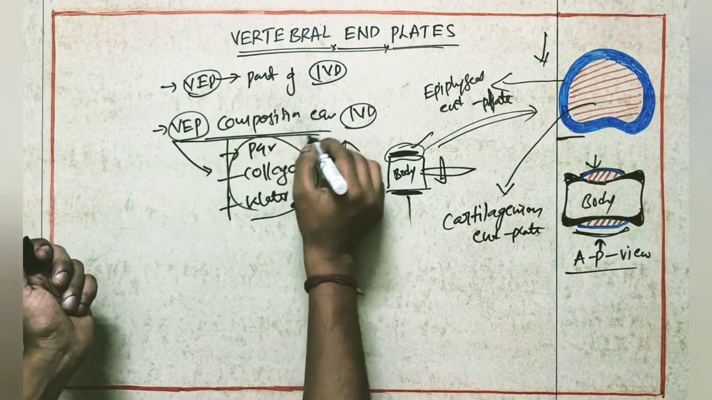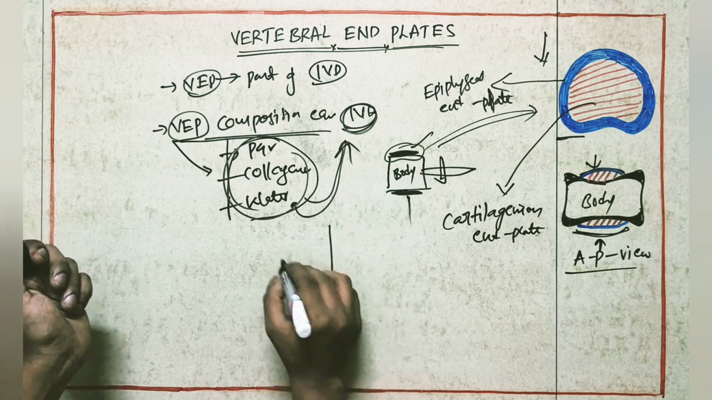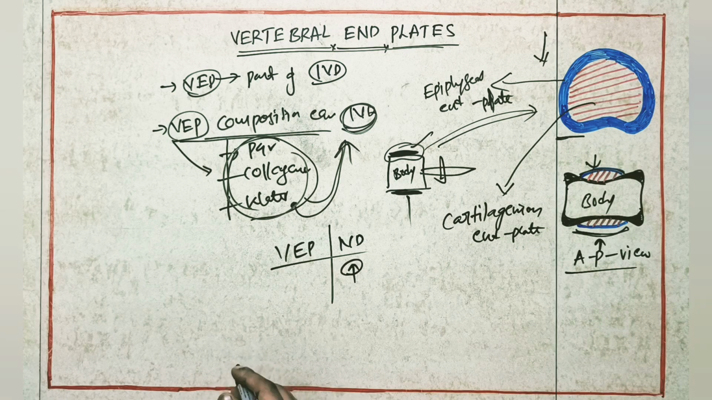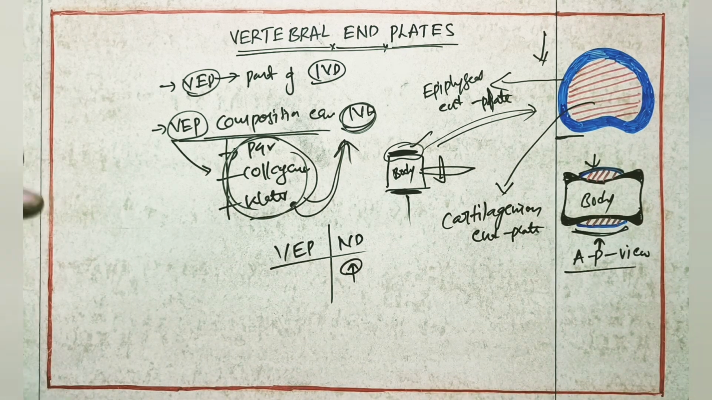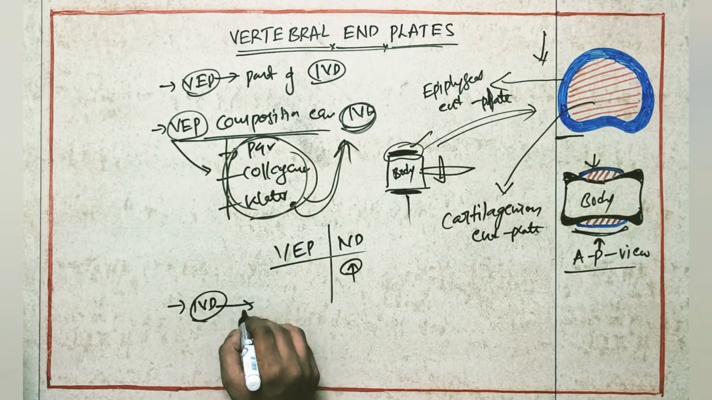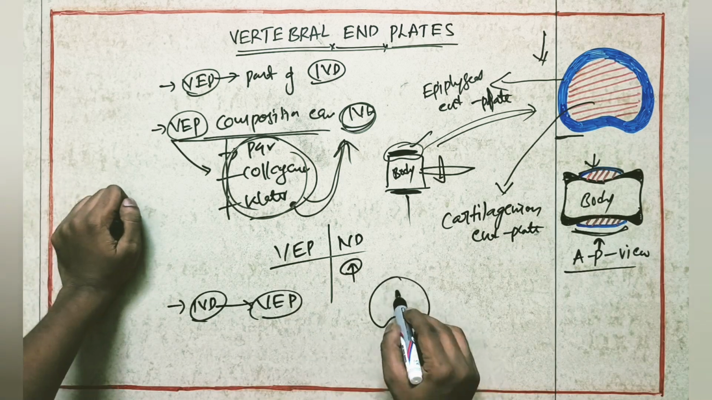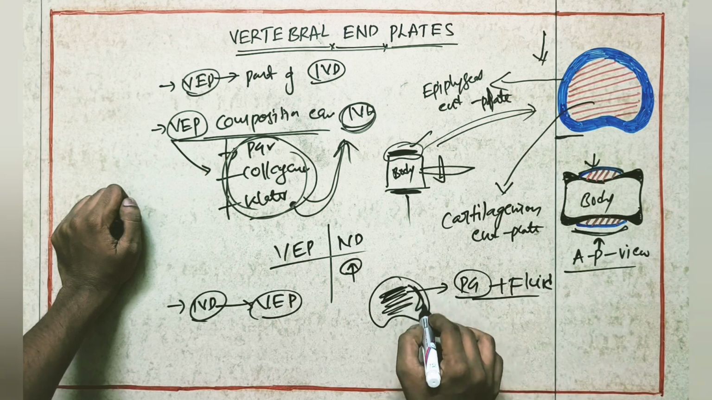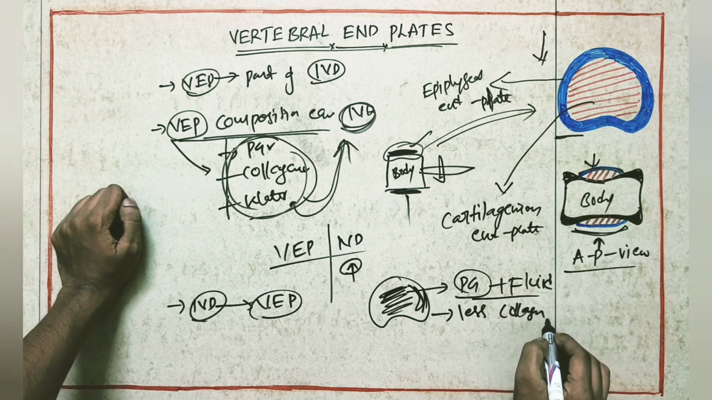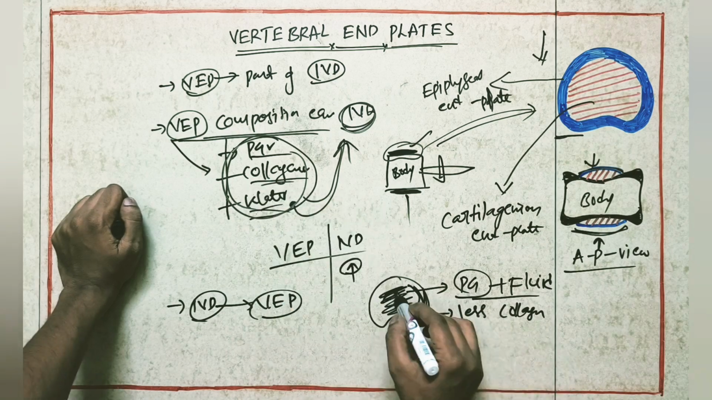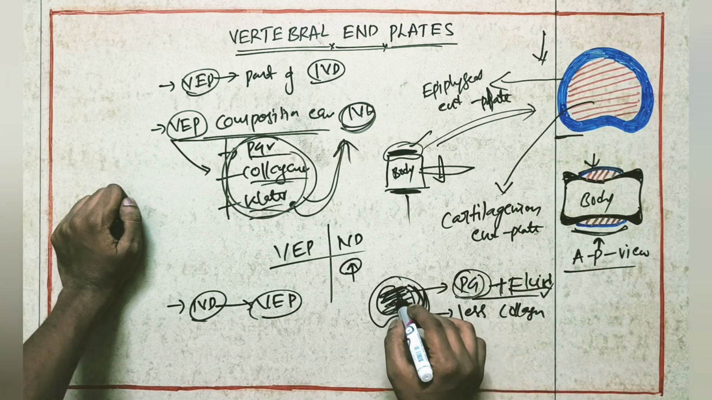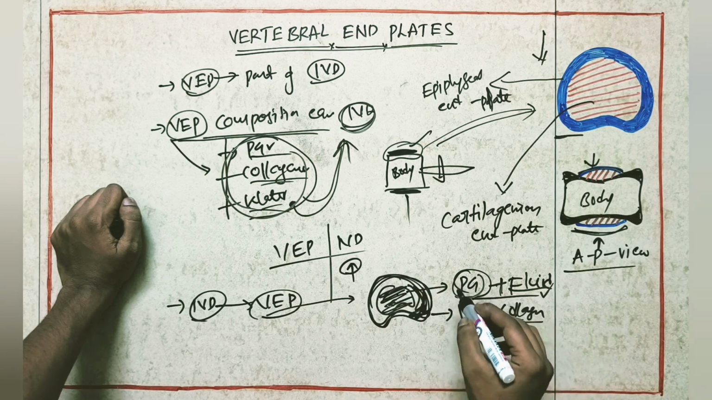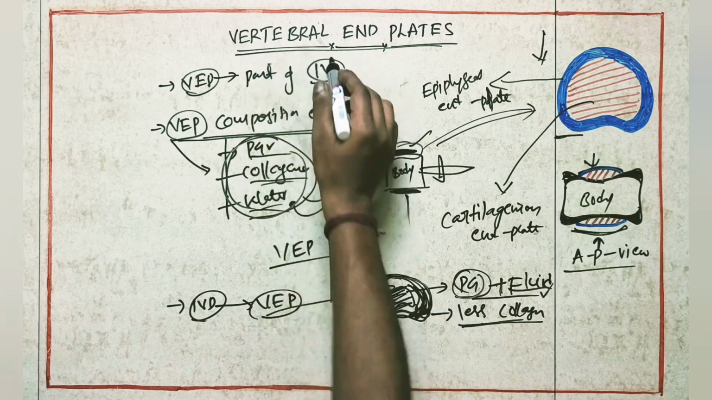Even though the vertebral end plate composition is equal to the IVD, compared to the vertebral end plate, the water content will be more in the intervertebral disc. Same like the IVD, if we take the vertebral end plate, the center contains more proteoglycans and fluid, and outside it will have less collagen fibers. So inside, proteoglycans and fluid will be more in the vertebral end plate. At the same time, collagen is less at the outer surface, the outer layers of these vertebral end plates.